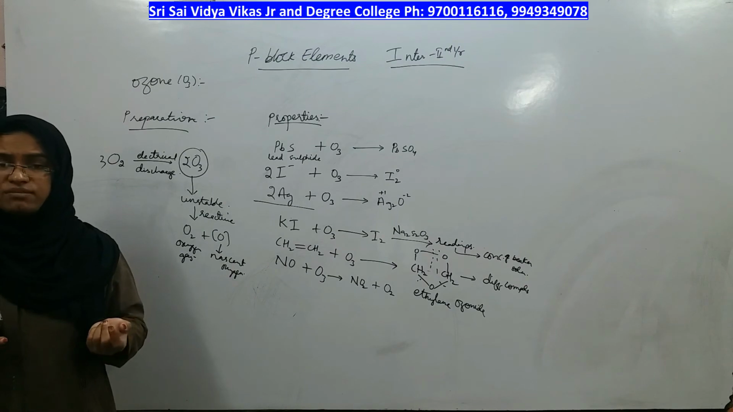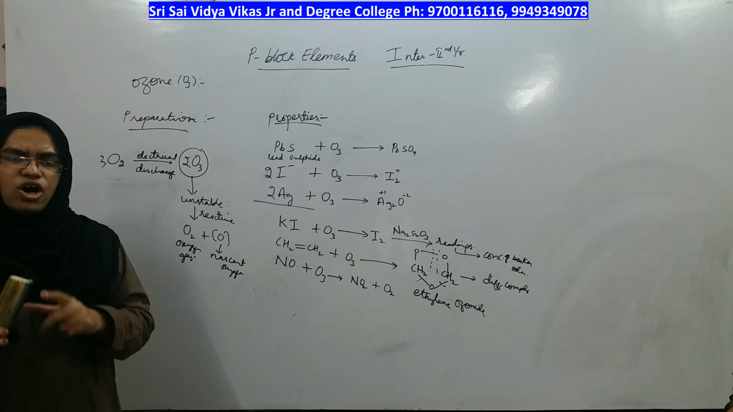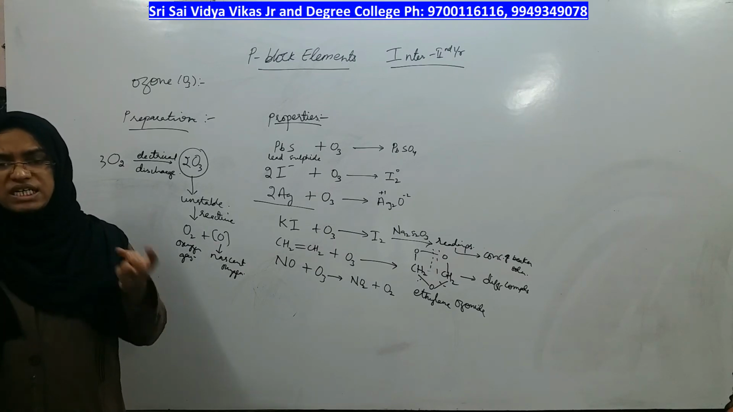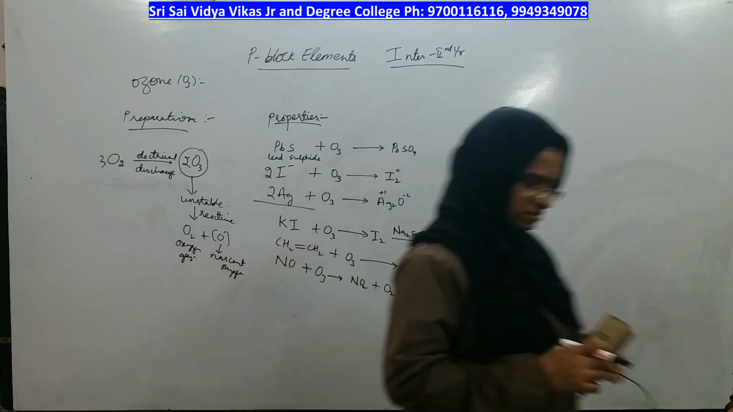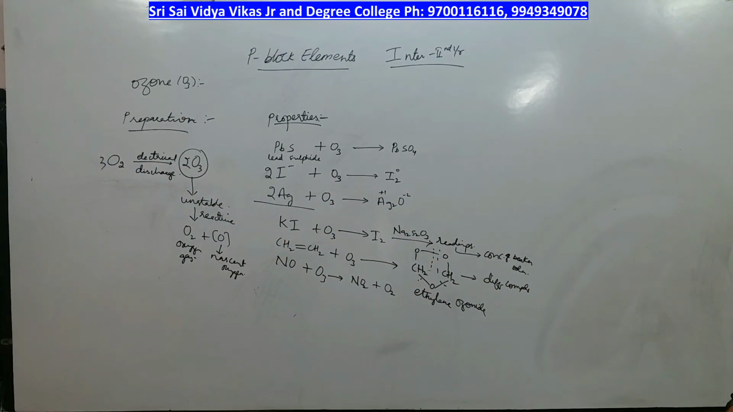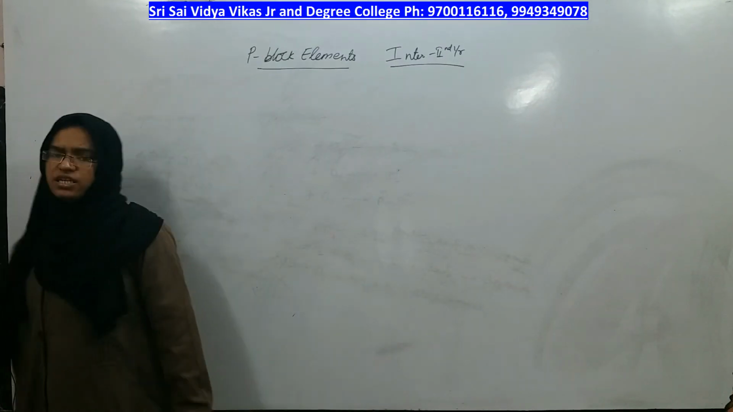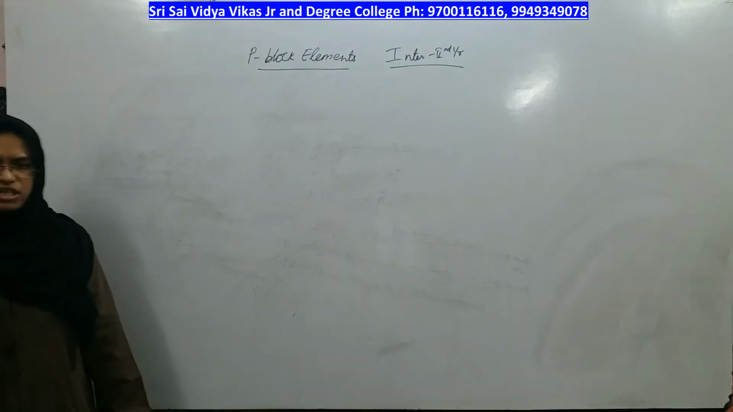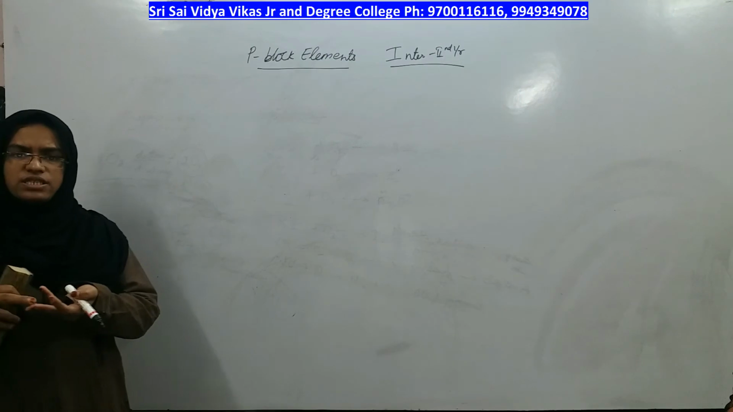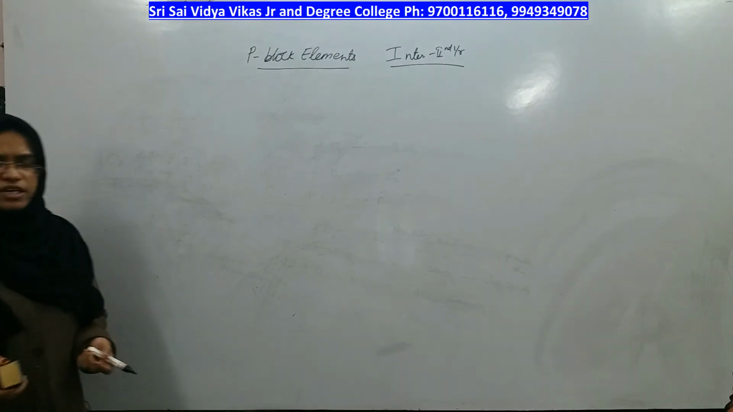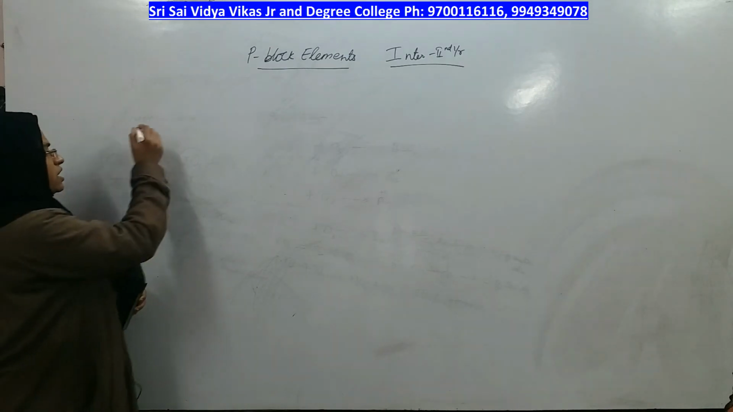Now, what is the next element of the 16th group? Sulfur. So what will we see? We will see all the compounds of sulfur, and its allotropes also. Okay. Now, just like phosphorus, we have seen three allotropes of phosphorus. That was white phosphorus, red phosphorus and black phosphorus, right? In the same way, sulfur also has its allotropes, right?